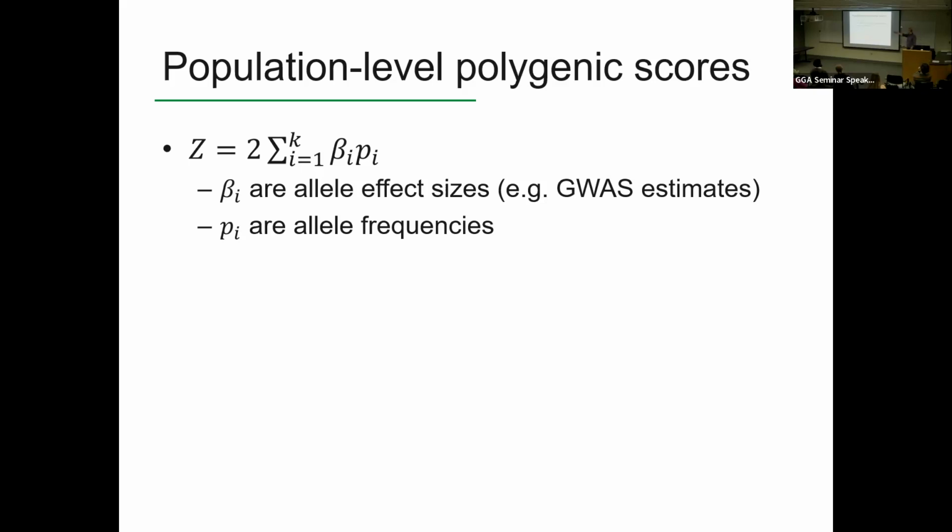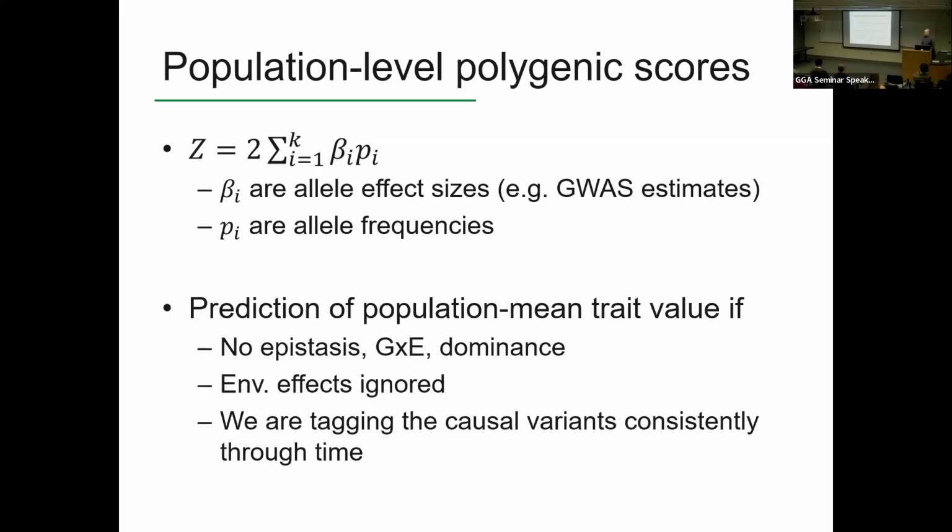So the betas are the allele effect sizes from GWAS, and the P's are the allele frequencies going back in time. And now here's where I layer on a zillion caveats that are really important. So we might think of this very loosely as a predicted population mean trait value, but it's not really that. It only is that if there's no epistasis, no G by E, no dominance. So this is a totally additive linear representation.